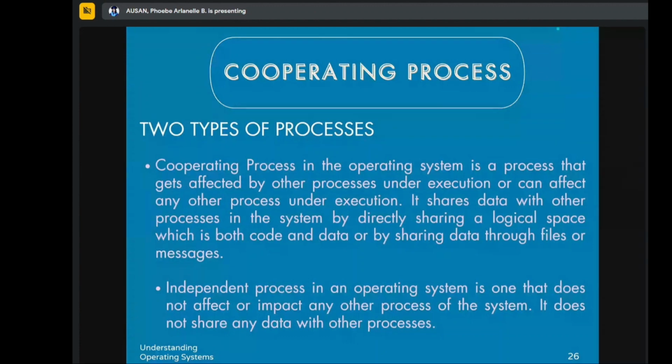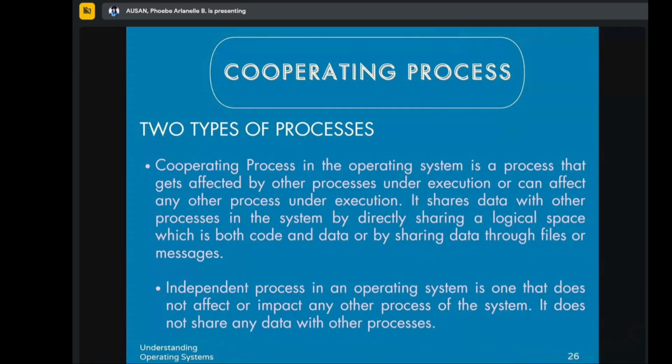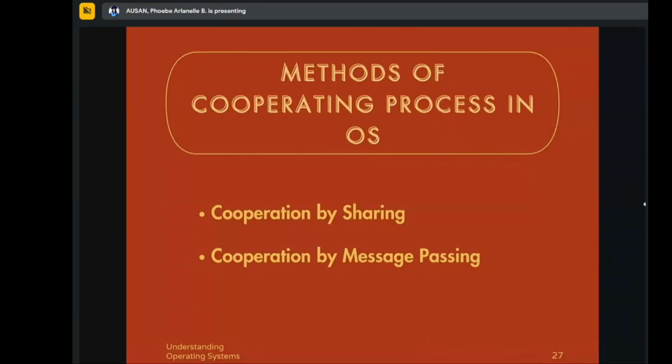Makahilabot siya sa laing nga processes. So inversely, an independent process in an operating system is one that does not affect or impact any other processes of the system. It does not share any data with other processes. So next slide, please. There are methods of cooperating process in OS: cooperation by sharing and cooperation by message passing.